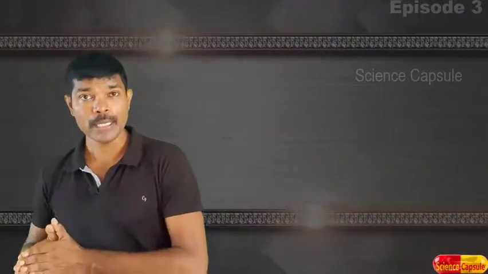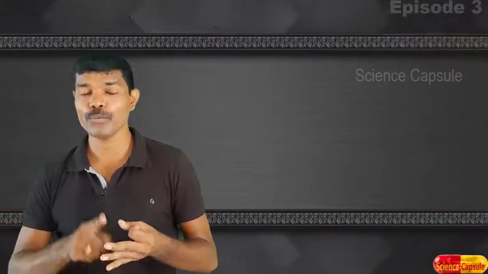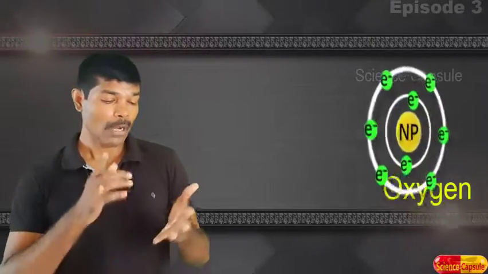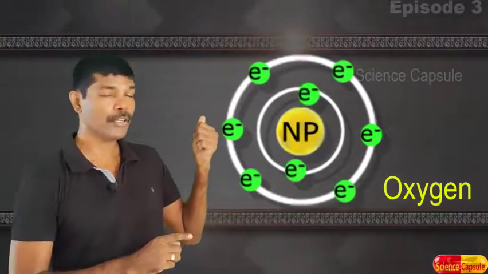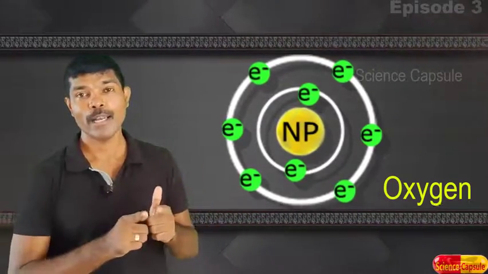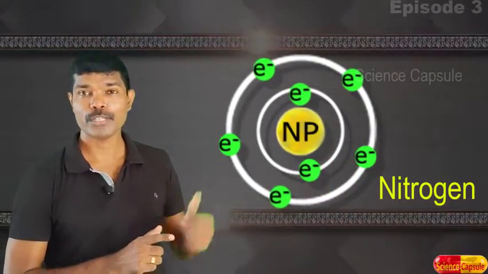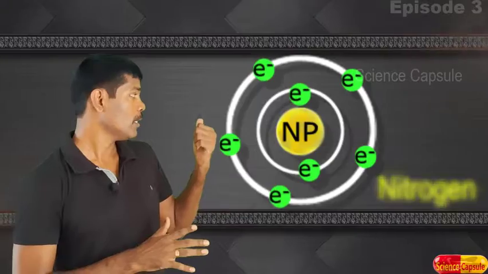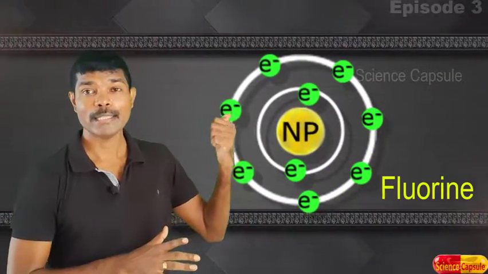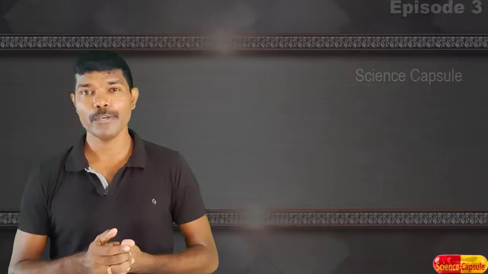Contrary to this, the electronic configuration of non-metals will have 5, 6 or 7 electrons in the outermost shell. Take the example of oxygen. In the electronic configuration of oxygen, the outermost shell has 6 electrons. In nitrogen, the outermost shell has 5 electrons. Fluorine has 7 electrons in its outermost shell. So nitrogen has 5 electrons, oxygen has 6 electrons, and fluorine has 7 electrons in its outermost shell.